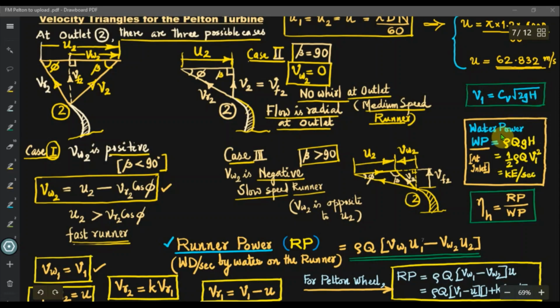The water power available at the nozzle can be found out by using the equation rho Q g H, where H is the net head available, g is the gravitational acceleration, Q is the flow rate, and rho is the mass density of water. Ideally the kinetic energy supplied per second by the jet is half rho Q V1 squared. That can also be used provided, in the expression for velocity V1 = Cv into root of 2gh, Cv is equal to 1. That is an ideal case.